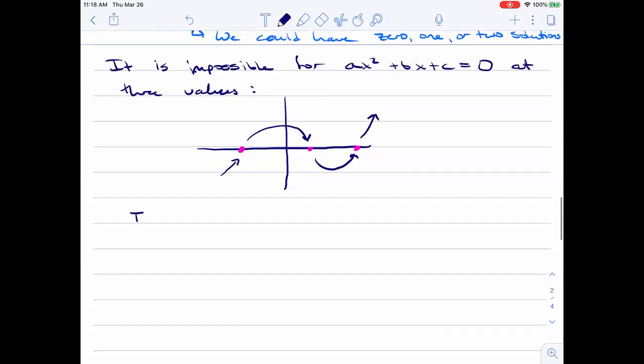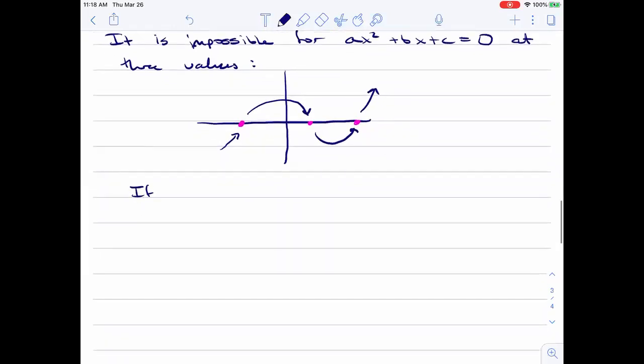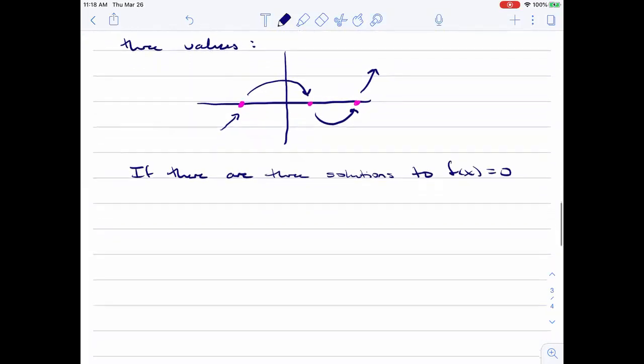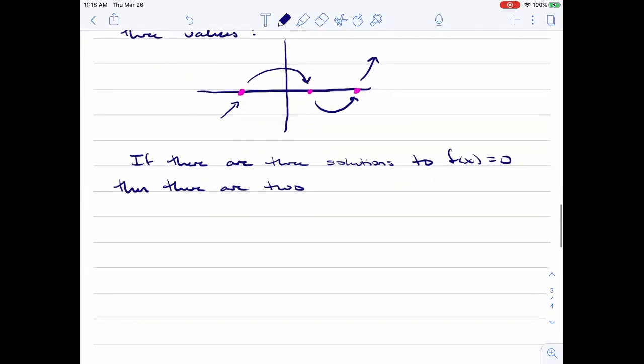So what we'll argue is that if there are 3 solutions to f of x equals 0, just using that shorthand for the quadratic, then there are 2 horizontal tangent lines.